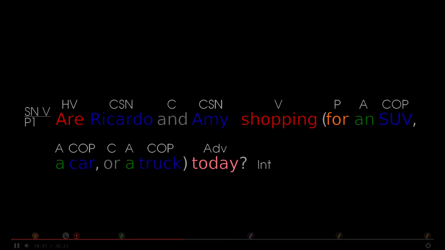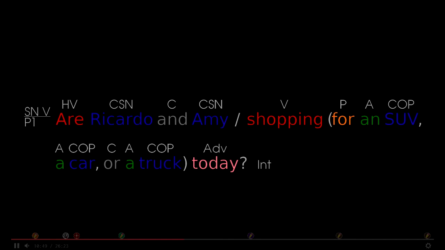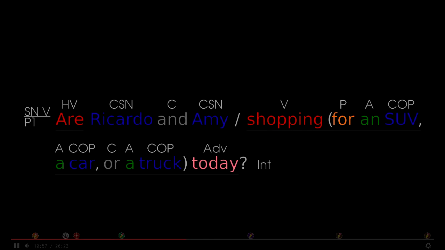Go back to the verb. Divide the complete subject from the complete predicate. Is this sentence in a natural or inverted order? Inverted. Underline the subject parts once and the predicate parts twice.